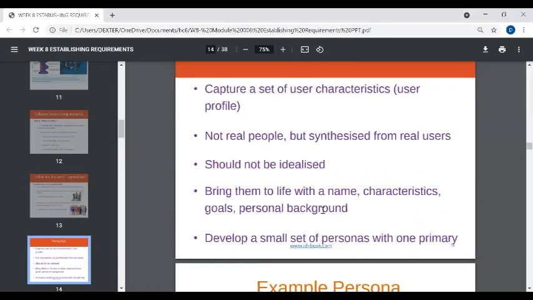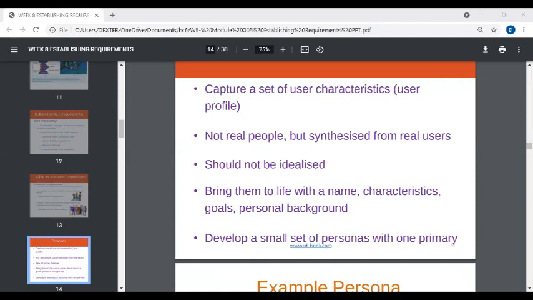So, personas. Personas are rich descriptions of typical users of the product under development that the designer can focus on and design the product for. They don't describe real people, but are realistic rather than idealized. Any one persona usually represents a synthesis from a number of real users who have been involved in data gathering.